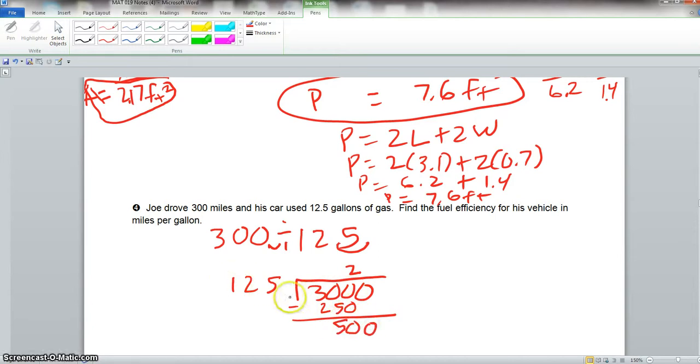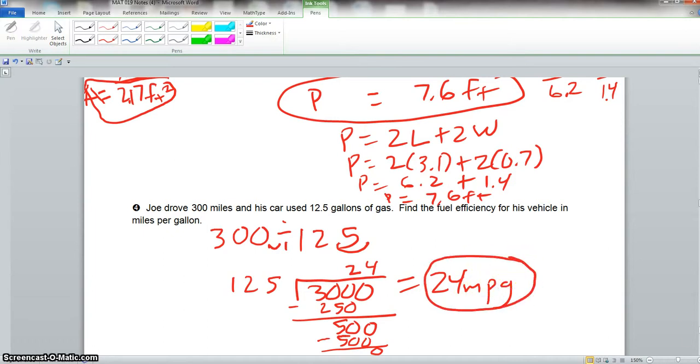Bring down our 0. 125 goes into 500 4 times. 4 times 125 is 500. And we have no remainder, so it'll be 24. You could write mpg, or you could write out miles per gallon. And that is the final answer.